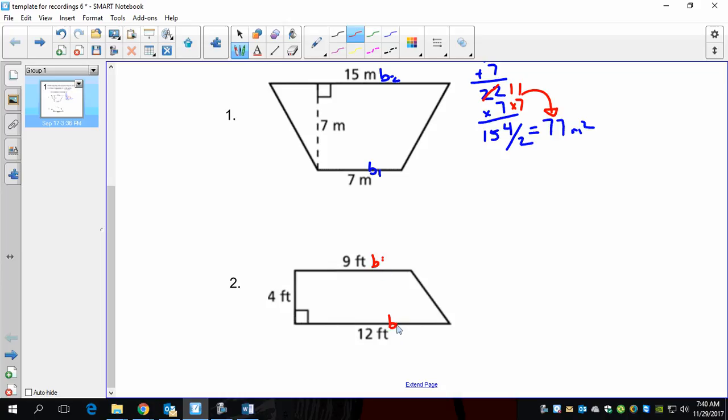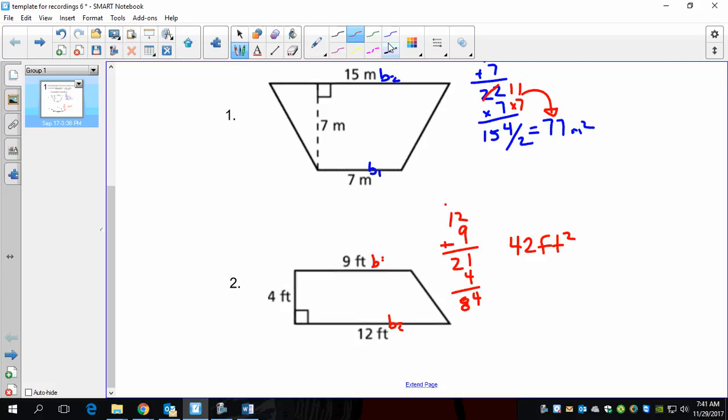Again, here we'll go B1 and B2. We got to add 9 and 12. 9 plus 12 is 21. Now, I've got 21 and 4, and you can certainly do 21 times 4, which you're going to get 84, okay? And then you're going to have to take 84 and cut it in half, so that would be 42. So the answer for this one would be 42 feet squared.